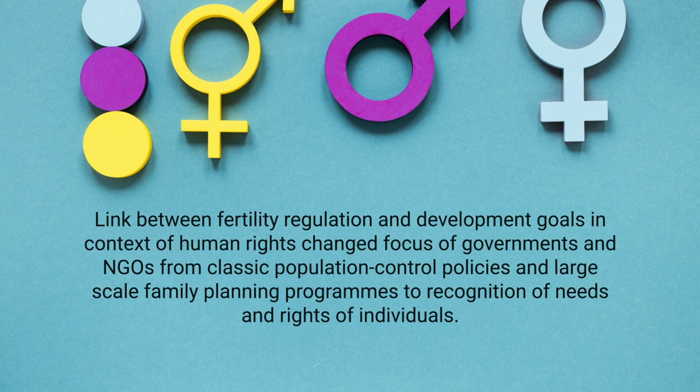So you can see this program of action has a much broader concept if we compare it with the previous family welfare program. There is a link between fertility regulation and developmental goals in the context of human rights. We changed the focus of the government and NGOs from classical population control policies and large-scale family planning programs to recognition of the needs and rights of the individual. Here the most emphasis was given to needs and rights. It was not a target approach like it was in the family planning program.